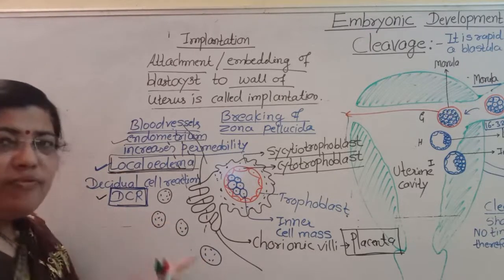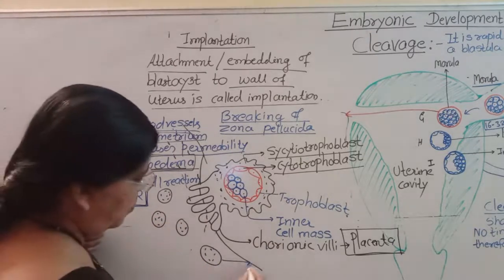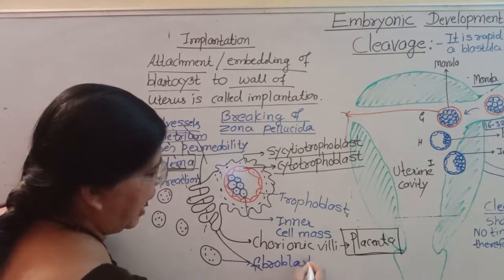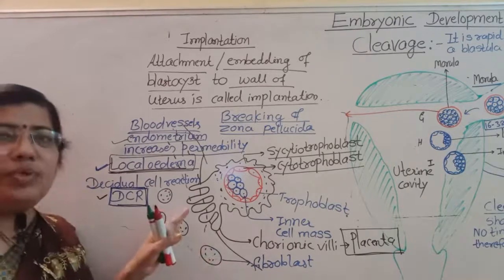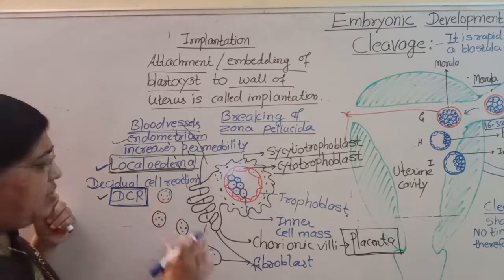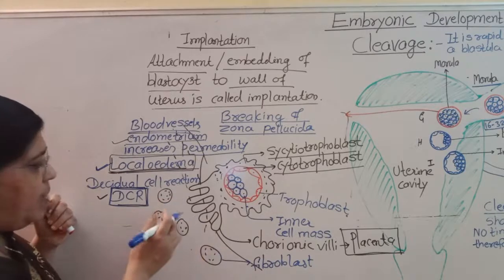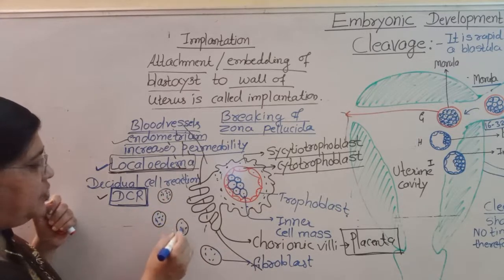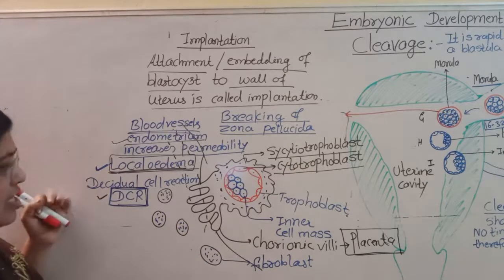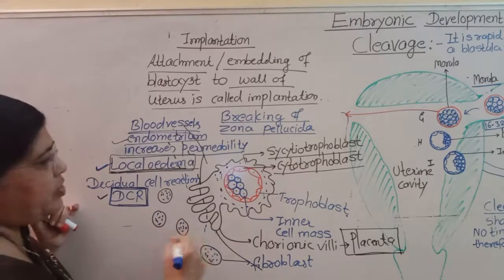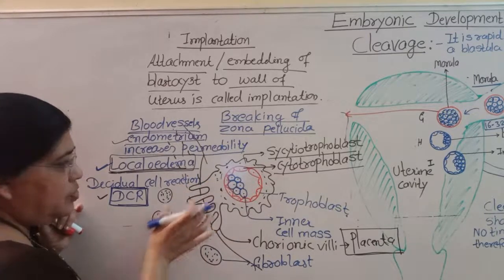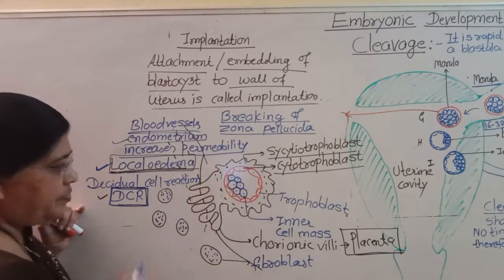So these are fibroblast cells. These are some fibroblast cells which are present in the endometrium of uterus. These are loosely arranged. So this fibroblast is loaded with glycogen, and it is for the nourishment of developing embryo. It will provide nourishment to developing embryo.